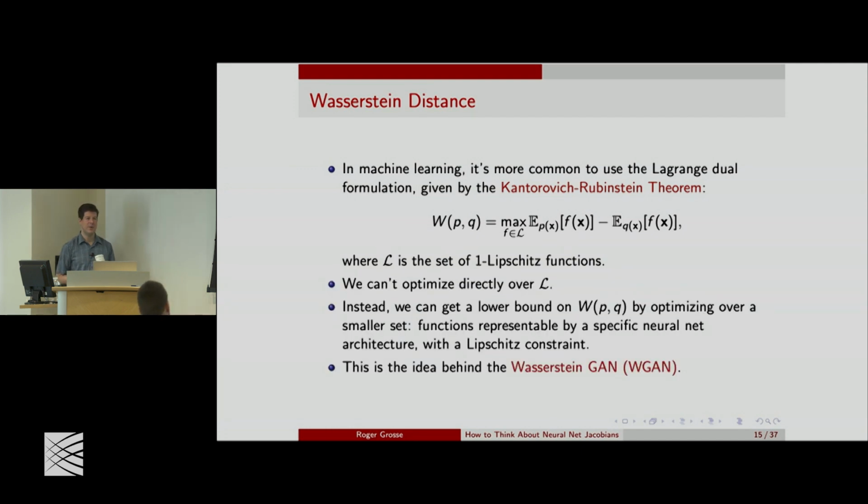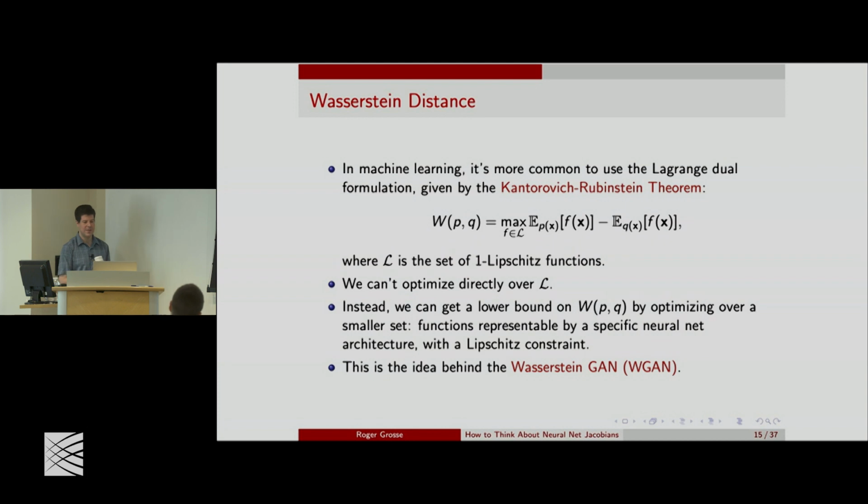And unfortunately, we can't optimize directly over the set of Lipschitz functions because there's no general compact way to represent them. What we can do instead is optimize over a more restricted set, so the set represented by a neural network with a Lipschitz constraint. Because we're optimizing over a more restricted set, it'll still be a feasible solution, so we'll have a lower bound on the Wasserstein distance. And the more expressive our network architecture, the better a lower bound we can get.